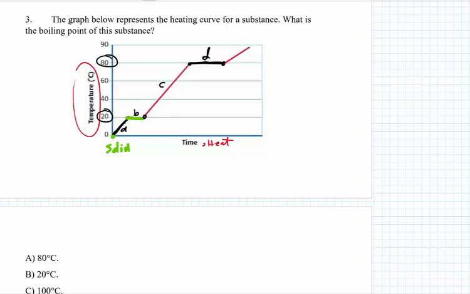But during the period D, there is no change in kinetic energy and there is no change in temperature. Once you change all the liquid into vapor or gas, then if you heat it up again, you would increase the kinetic energy and the temperature of the gas itself. So in this question, what is the boiling point? The boiling point is 80, while the melting point is 20.